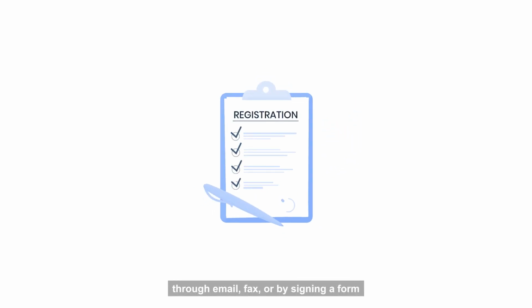Step 3. Provide the authorization. The bank requires your authorization to make an ACH transaction. You can provide written authorization through email, fax, or by signing a form.